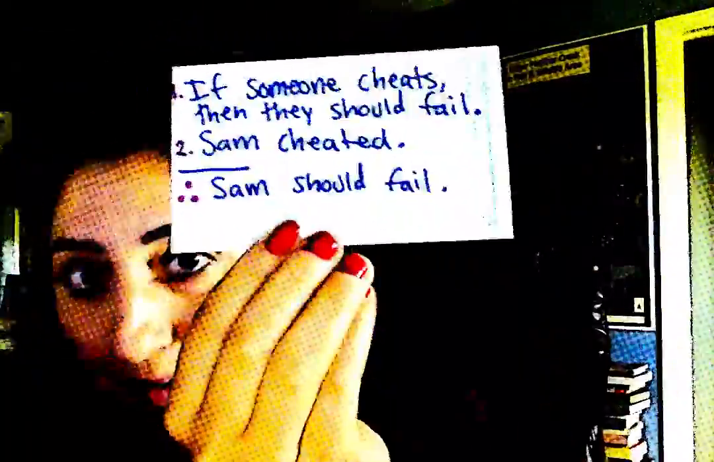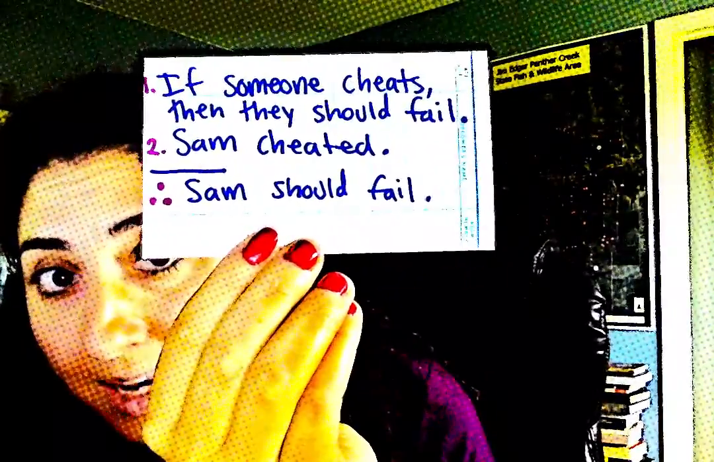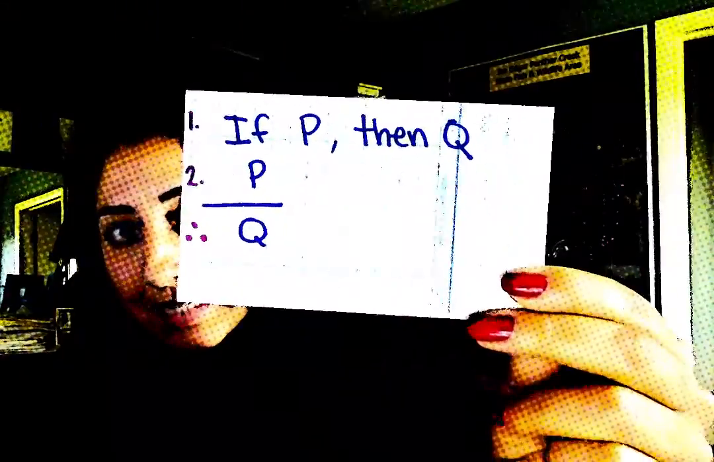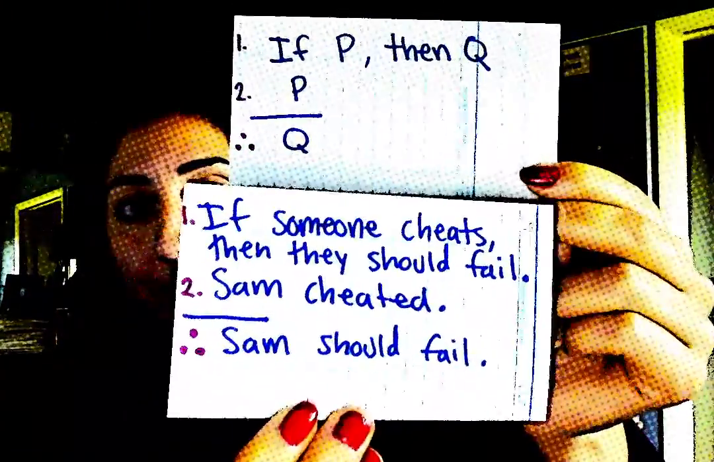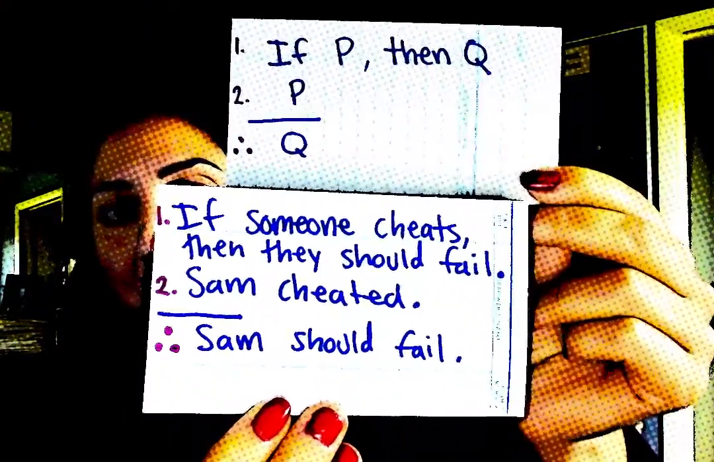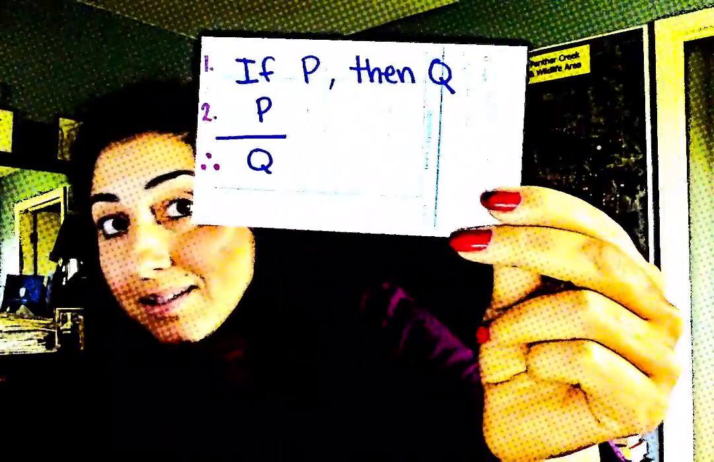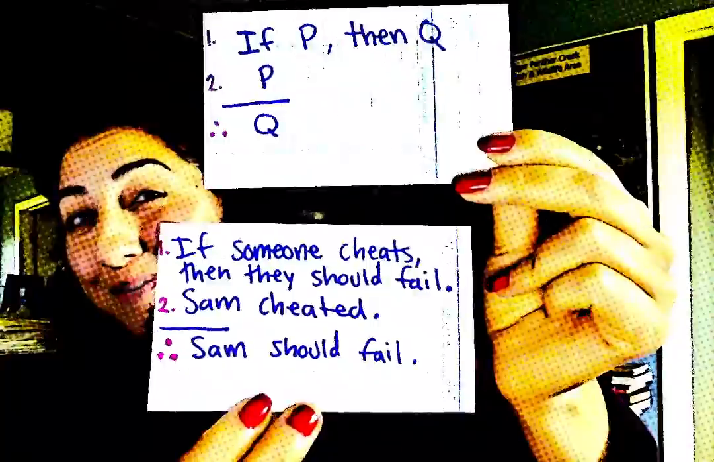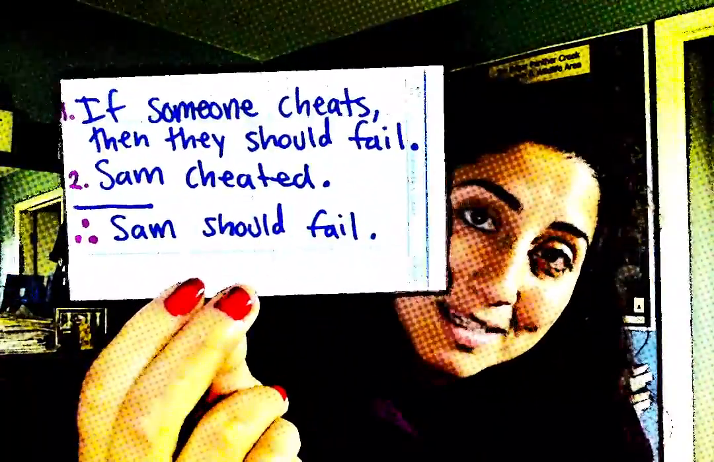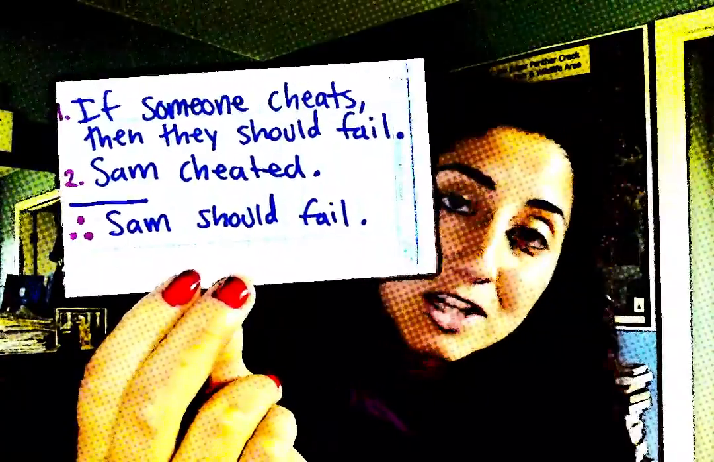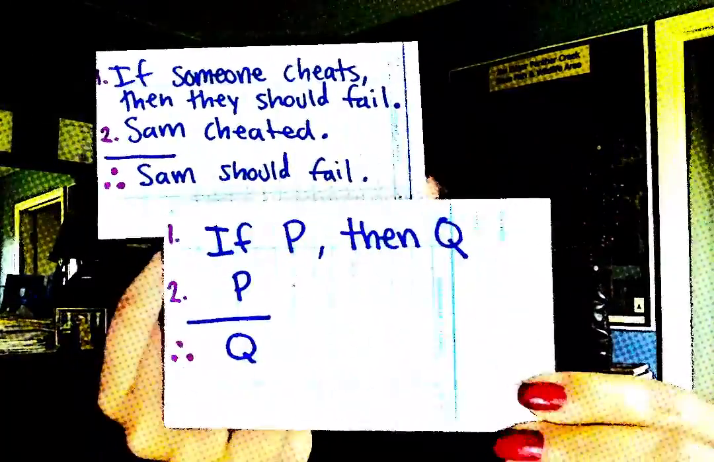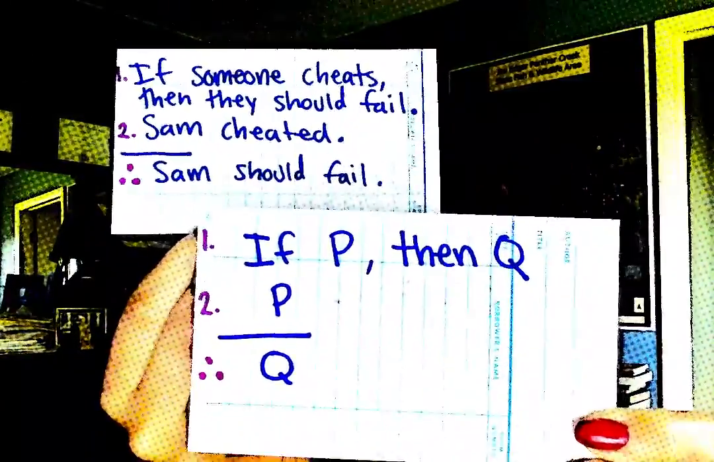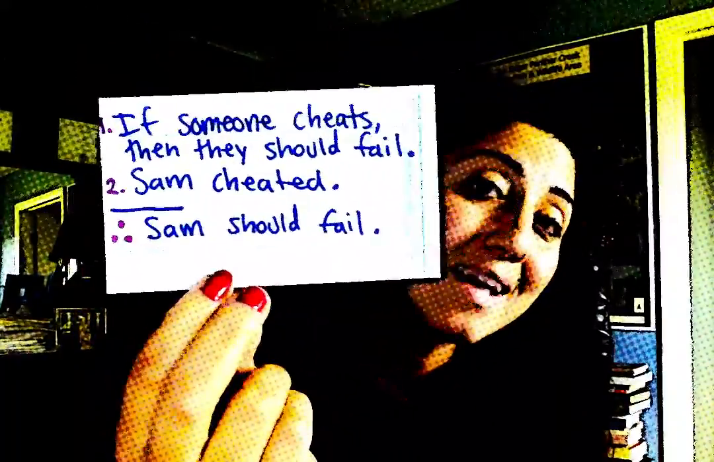Okay, if someone cheated, then they should fail. Premise 2 is the antecedent, that somebody did cheat. The conclusion is the consequent, that the person who cheated should fail. So if you wanted to rewrite this argument in symbolic logic, it would be right to put it in these terms. This is a valid argument.